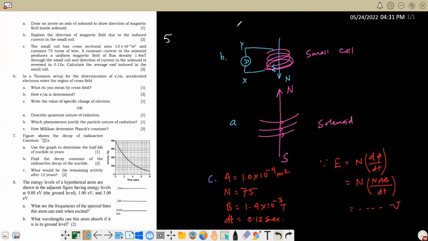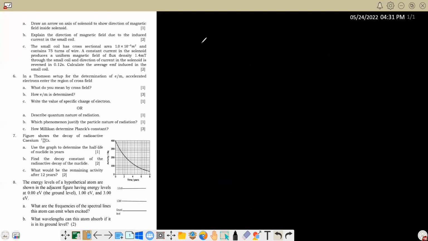Okay, so now let us move on to question number 6. Let's see what information is given in question number 6 and then solve it. In Thomson setup, for the determination of e by m, accelerated electrons enter the region of cross field. Okay, what do you mean by cross field?